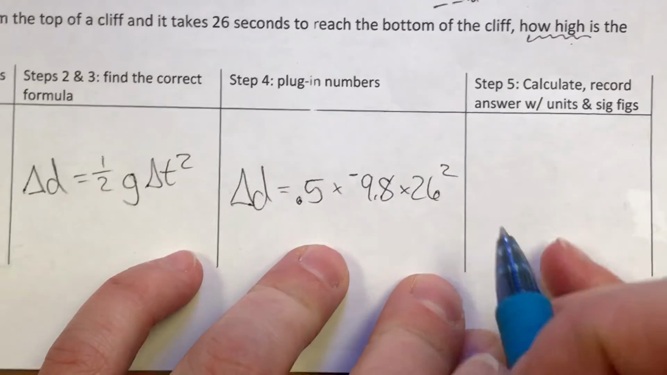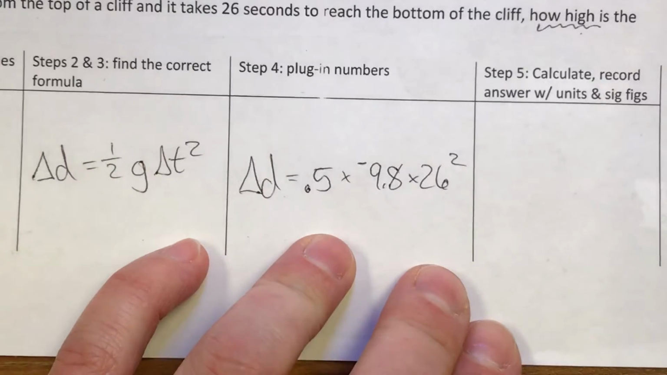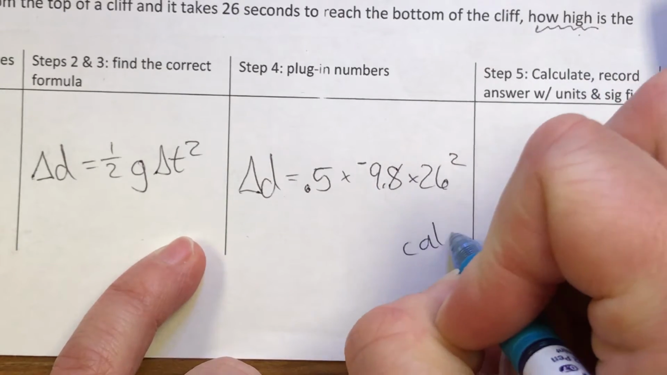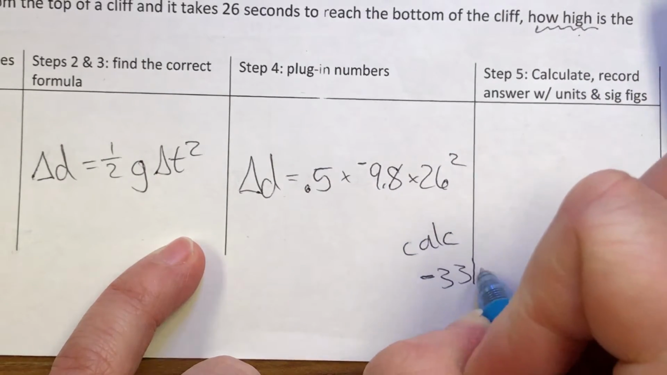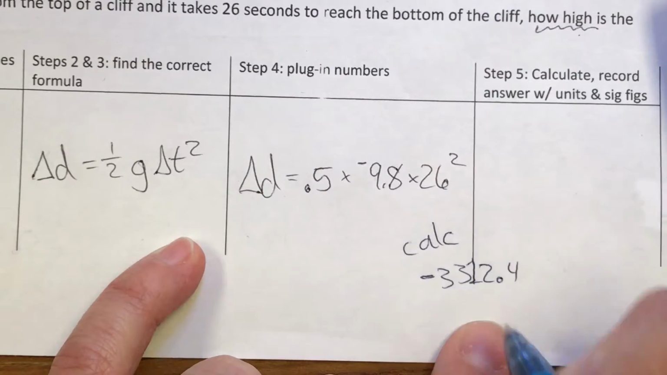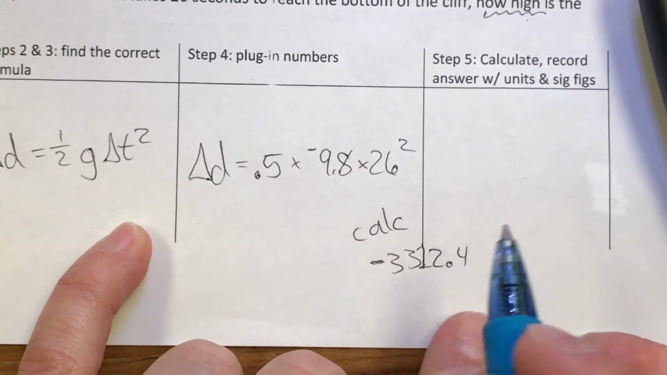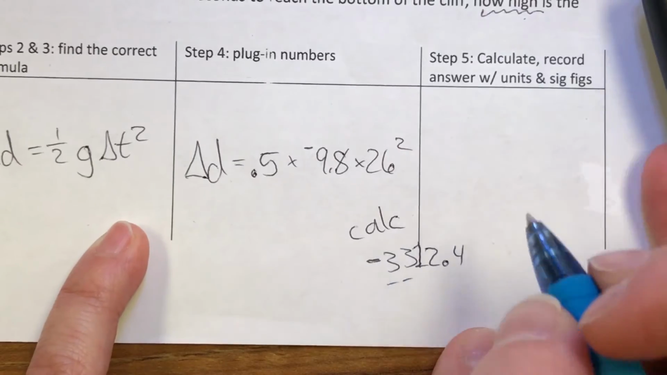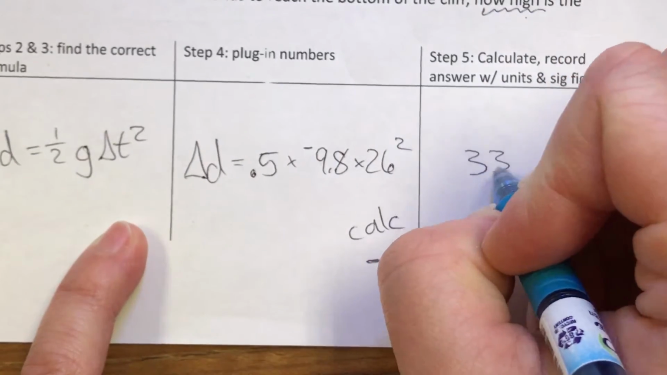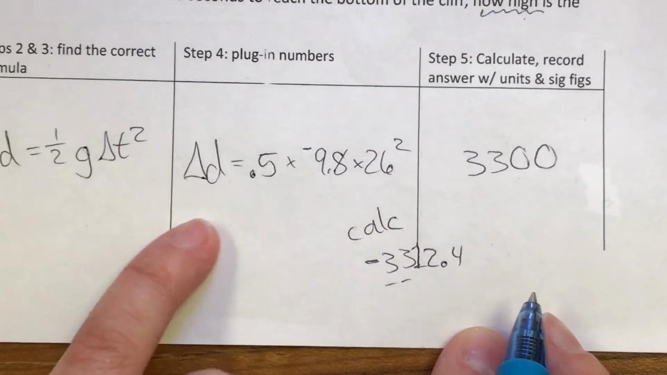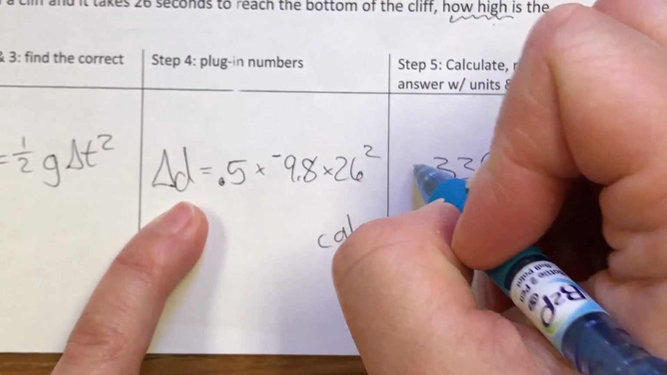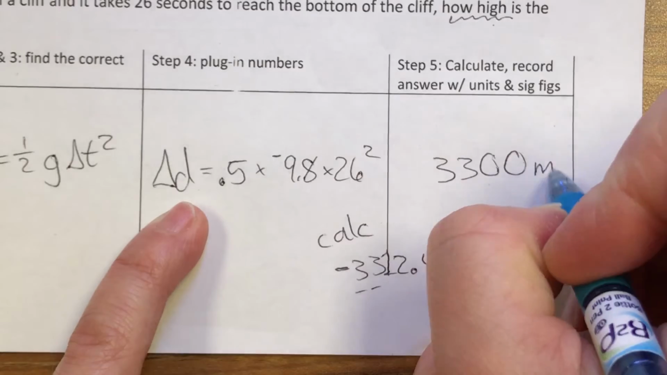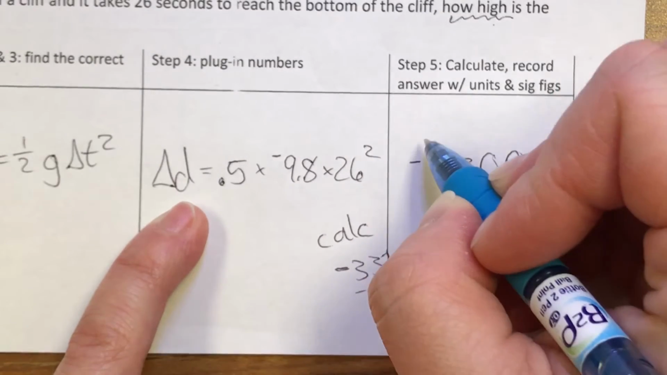Okay, so take that 0.5 into the calculator multiplied by negative 9.8 multiplied by 26 squared. 26 squared is a really big number. Okay. Calculator says negative 3312.4. Okay, so significant figures, I need 2 significant figures, 3. Okay, so 3,300 displacement, 3,300 meters.